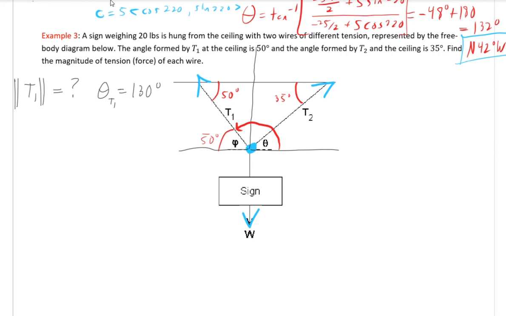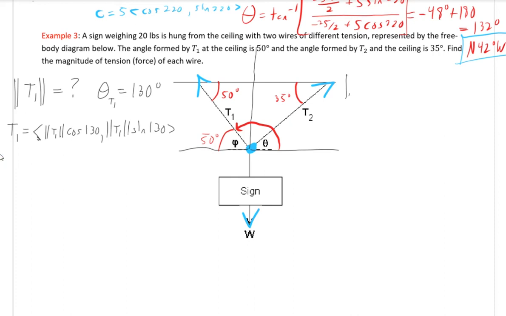And so we should be able to at least write down T1 as the vector of, we can even pull out T1 if you want to, or put it in. We can put the magnitude of T1 times cosine of 130, and then the magnitude of T1 times sine of 130. That would be the first vector.